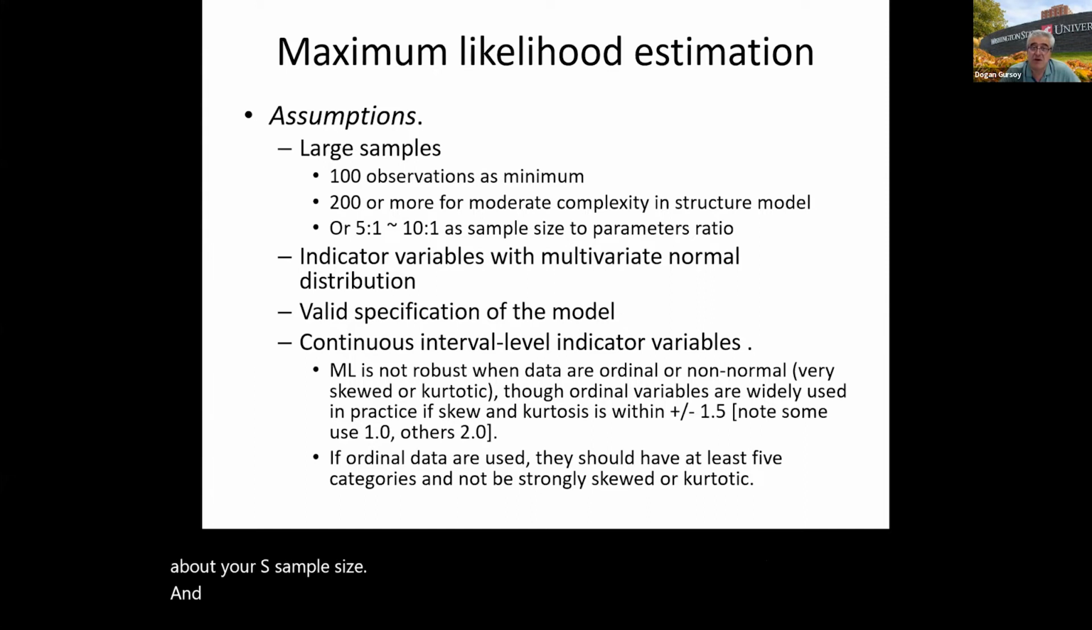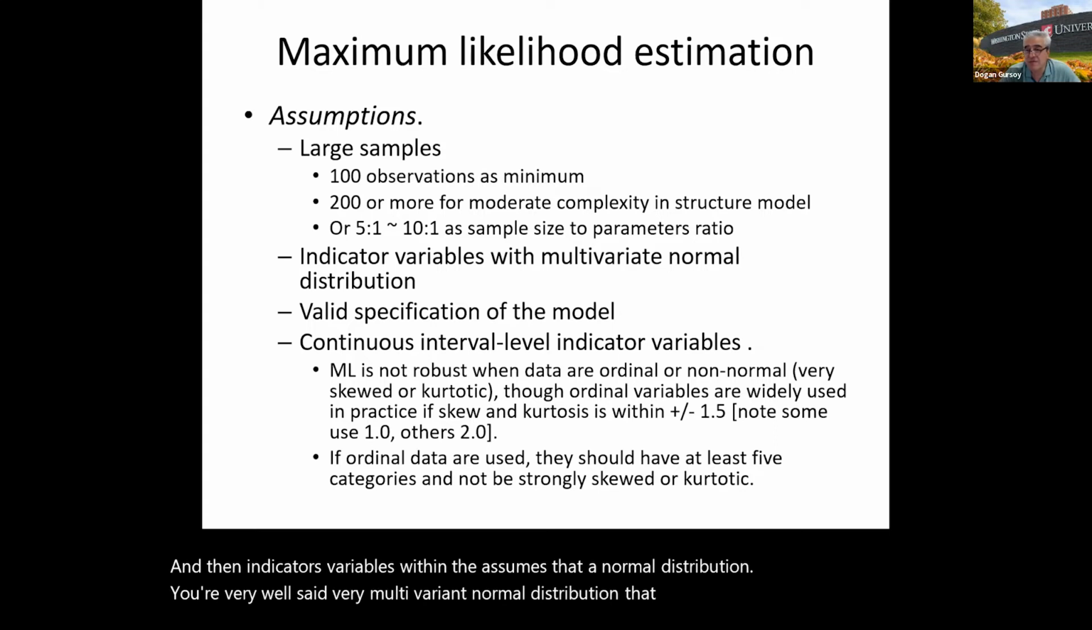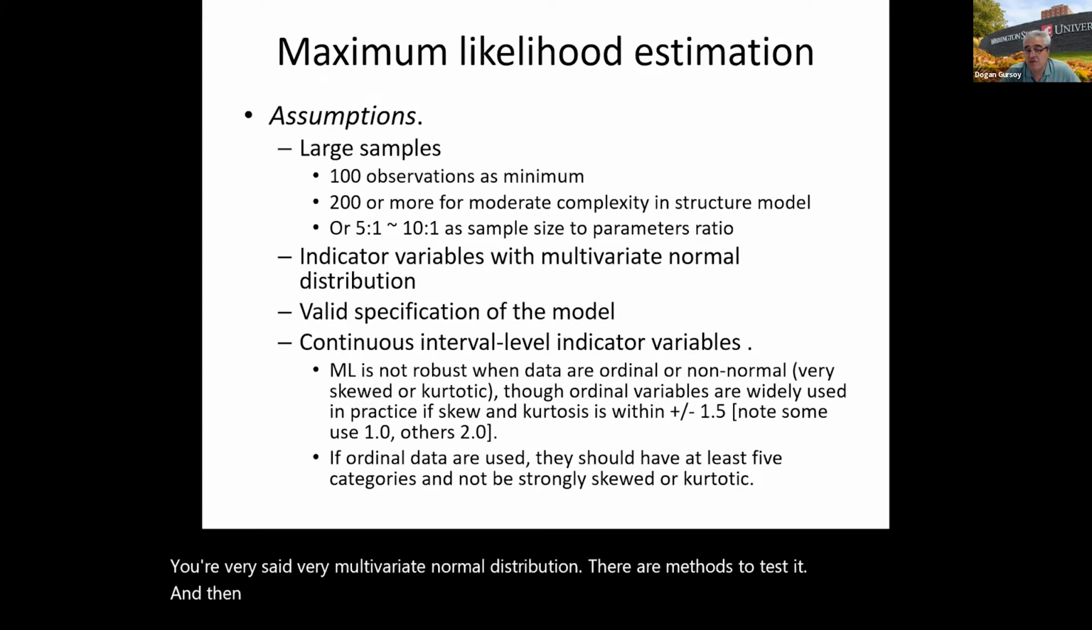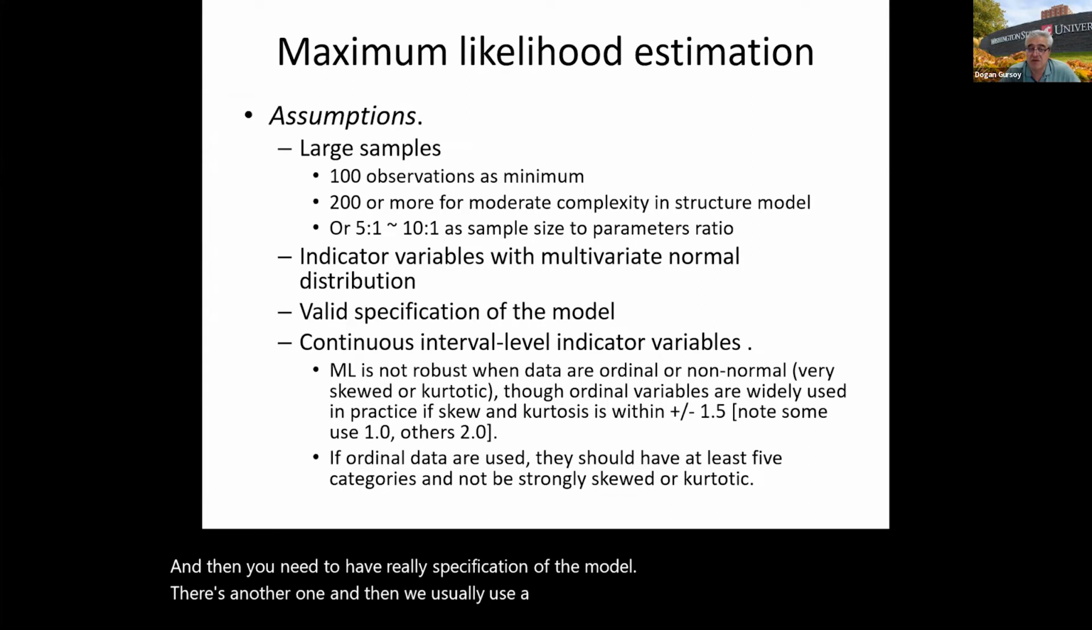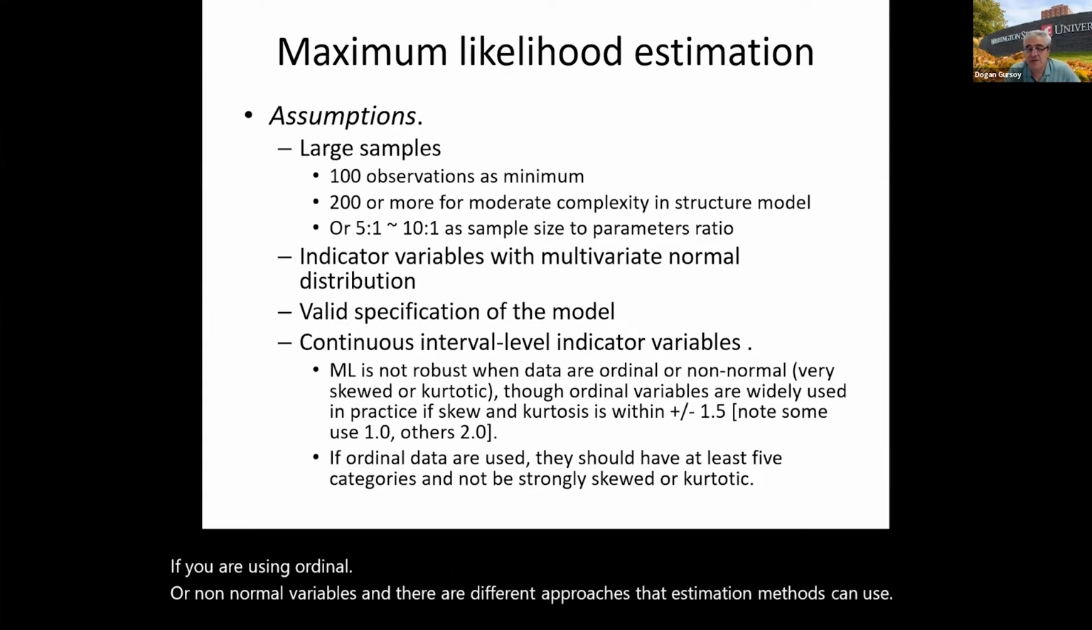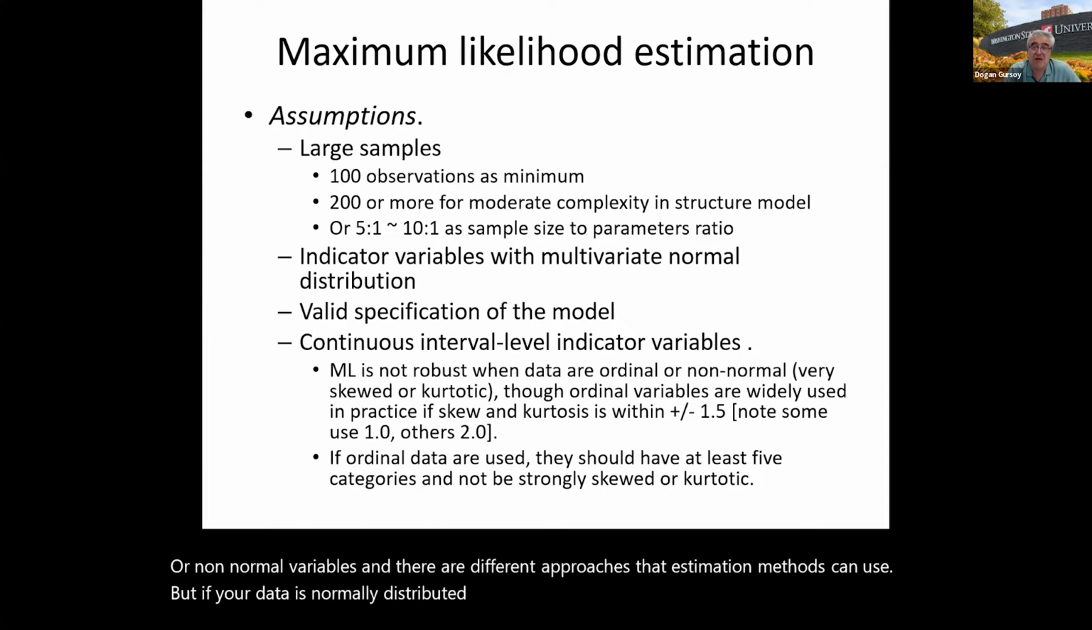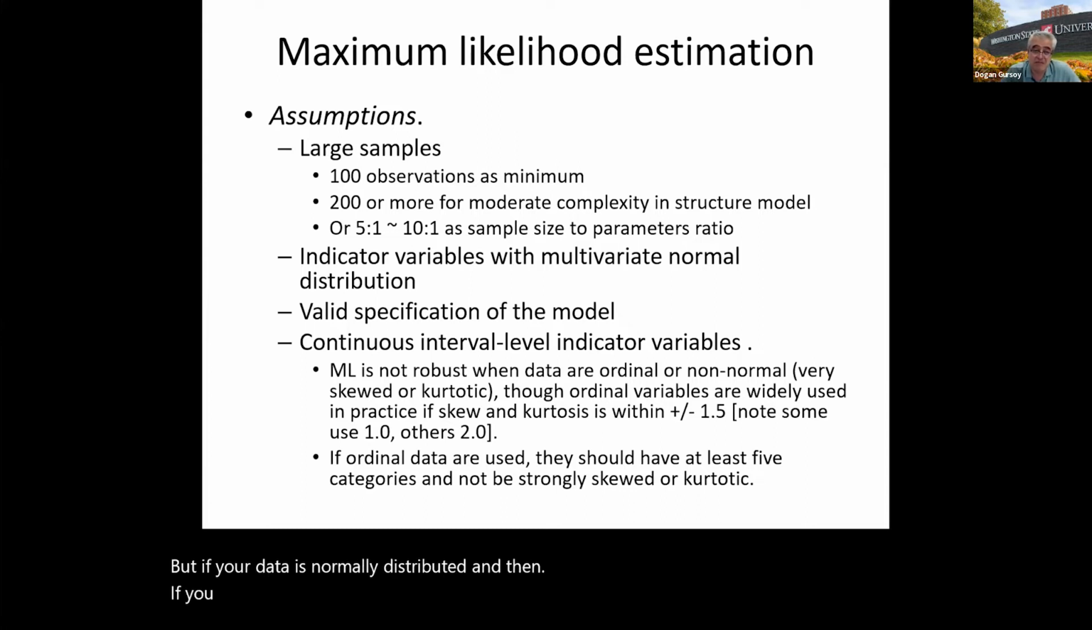The indicators, the variables, are assumed to have a normal distribution. Your variables have a multivariate normal distribution, and there are methods to test it. And then you need a correct specification of the model. That's another one. And then we usually use continuous variables. If you are using ordinal or non-normal variables, there are different estimation methods you can use. But if your data is normally distributed and you have continuous variables, this is the best approach.